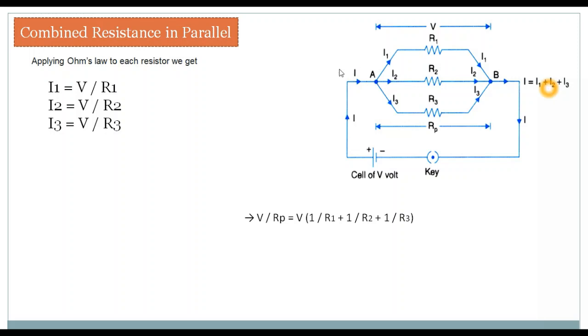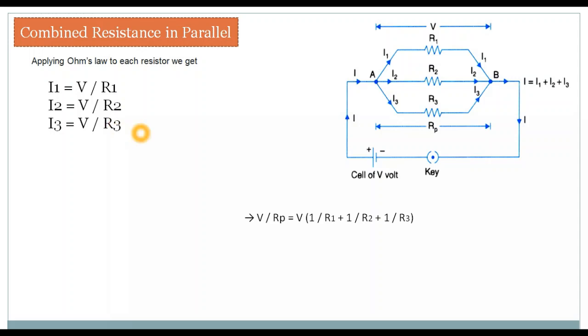Now, if we apply Ohm's law to each of the resistors, but for current, we have I equal to V by R as per Ohm's law. So here I1 is equal to V by R1, I2 is equal to V by R2 because it's for this resistor, and I3 for this resistance is equal to V by R3.